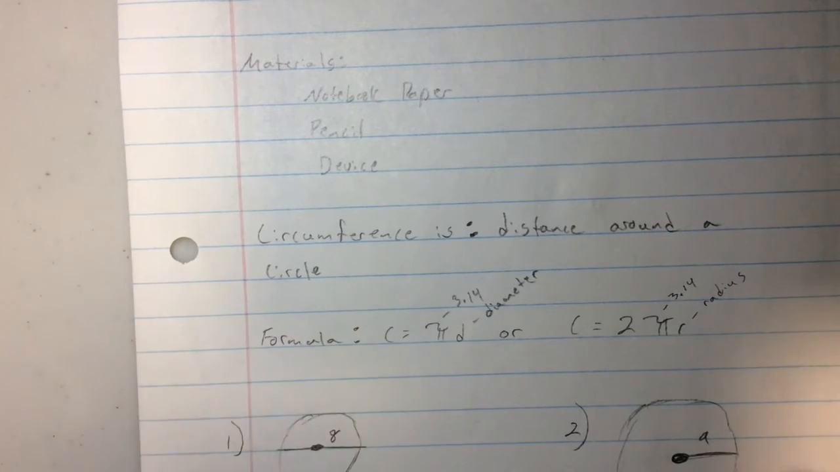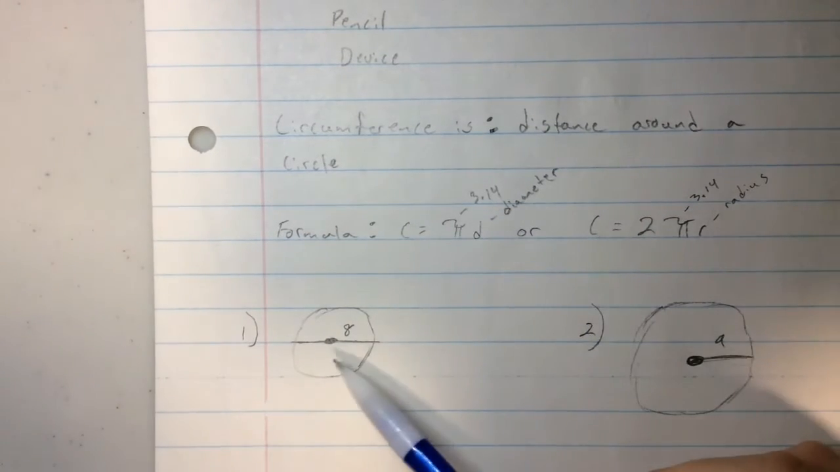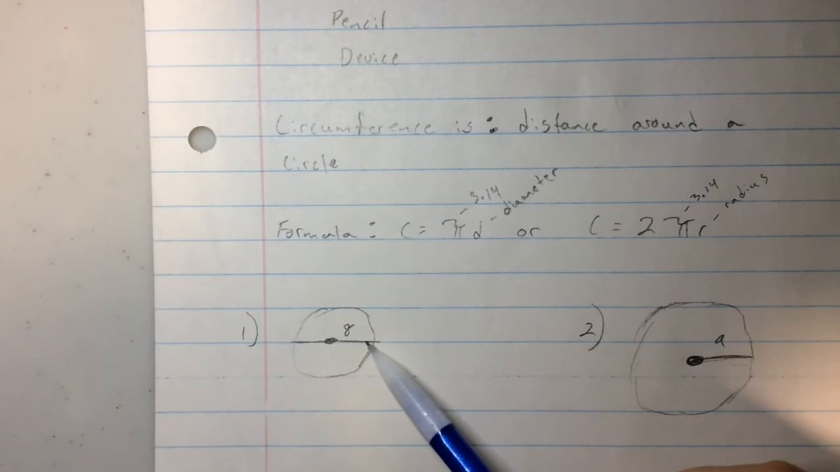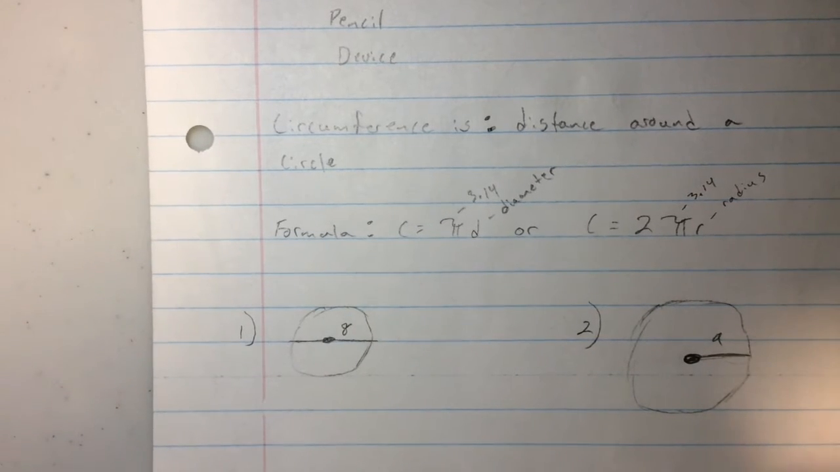And so with that, we know that our radius is only going to be halfway across the circle, not the full distance across. So let me just reiterate that. Diameter is from one side of the circle all the way to the other. Radius is going to be from the center of the circle to the side of the circle. Now, you can use either one of these formulas.